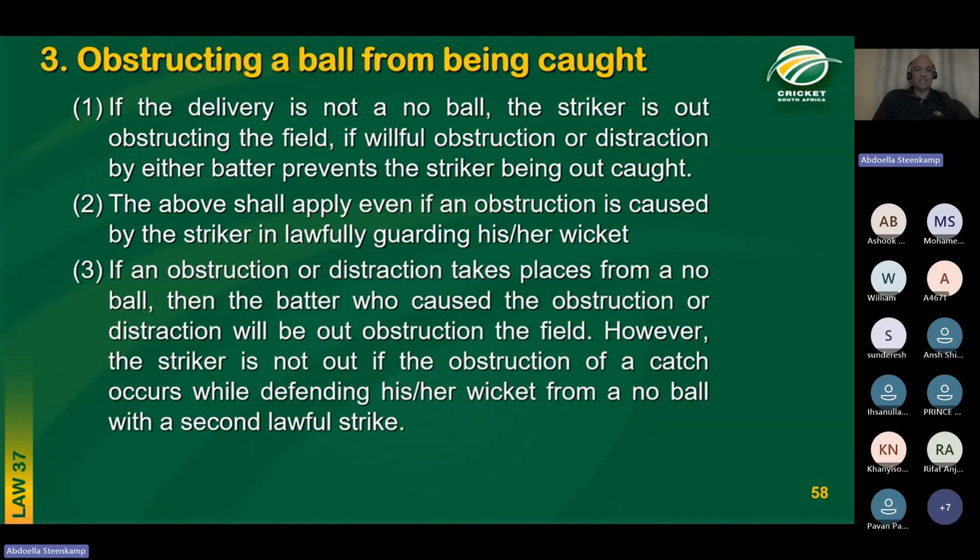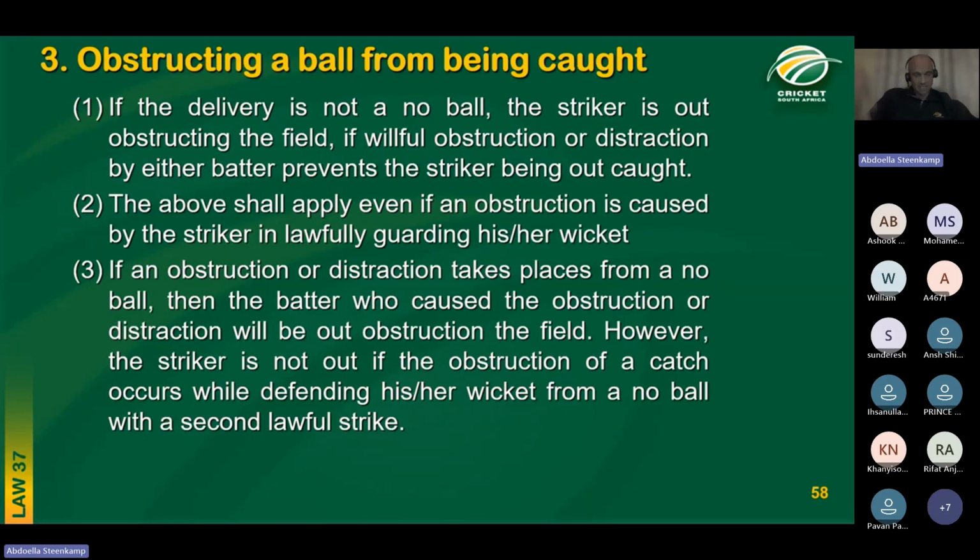In point 1, I mentioned if the delivery is a no ball and there is willful obstruction by either batter, it will be the striker that will be out. But point 3 tells us if the ball is a no ball and there is an obstruction to a catch being taken, it will be whoever caused the obstruction that will be given out.